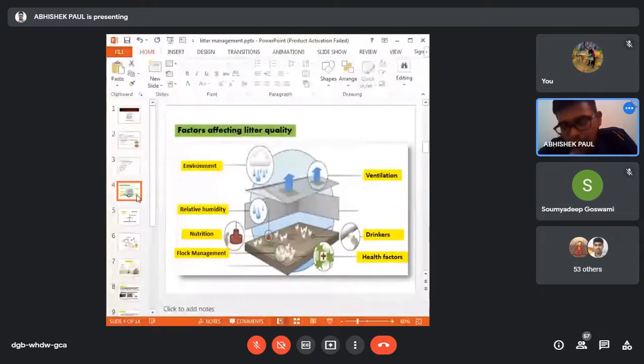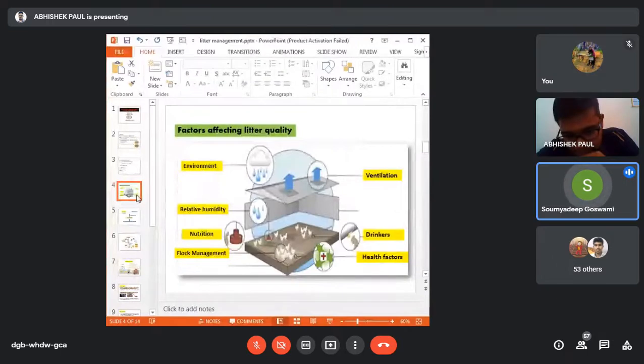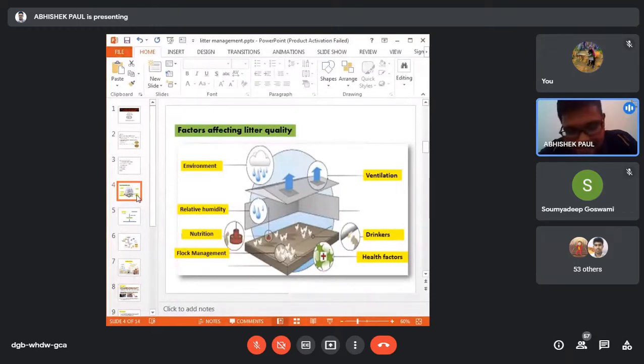Two feet square is for the adult bird under the deep litter system. And if you are keeping the birds in a cage, what is a cage, Somadev? The cage is made up of metal wires. So if you are keeping the birds in a cage, the space requirement is less than in the deep litter system.